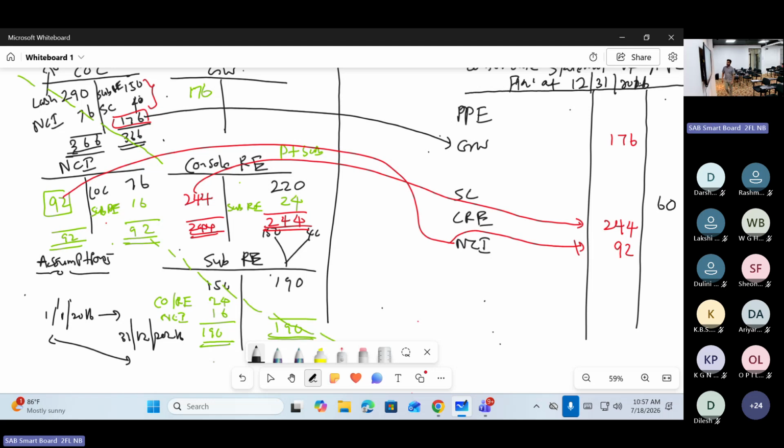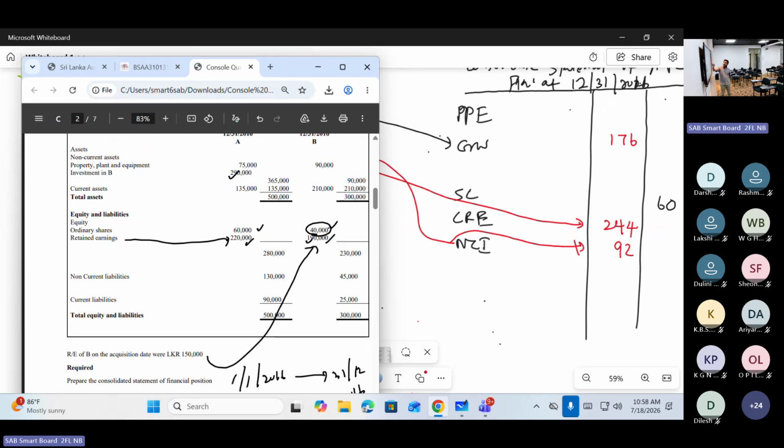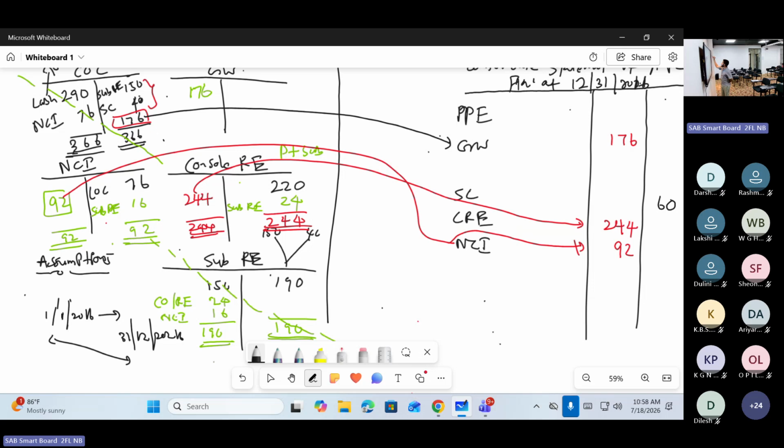Right? Now you are going to put the tick mark and get all these balances. Non-current asset, PP&E. What are the two balances? Now line by line consolidation. 75 plus 90.